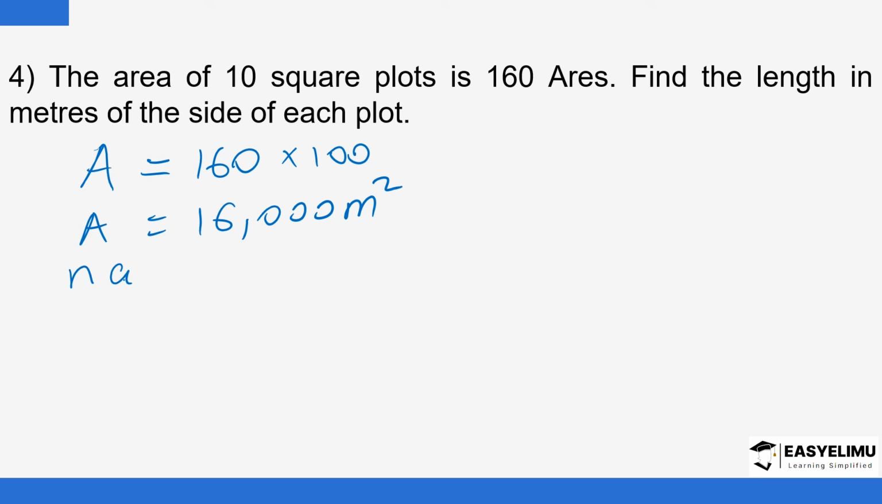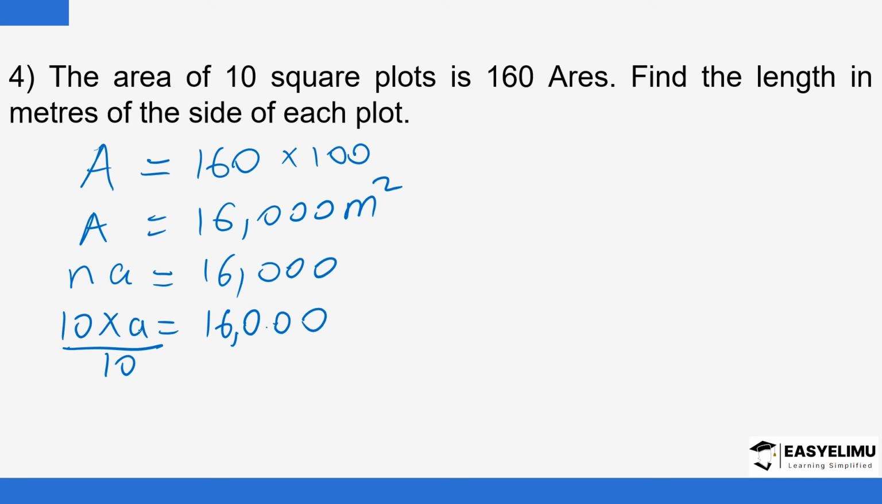So small letter a represents the area of each plot. So this is again 16,000 square meters. So the number is 10 multiplied by the area of each plot. That is going to be 16,000. So what I do is I'll divide both sides because I'm trying to find the area of each plot. Remember, each plot is square in shape.